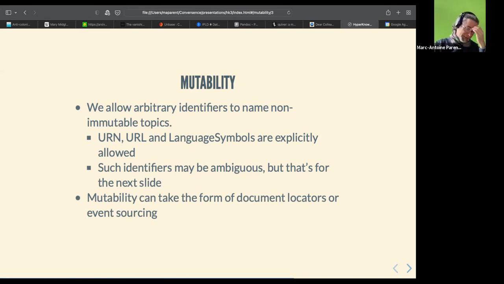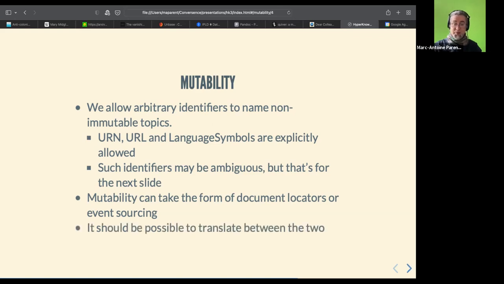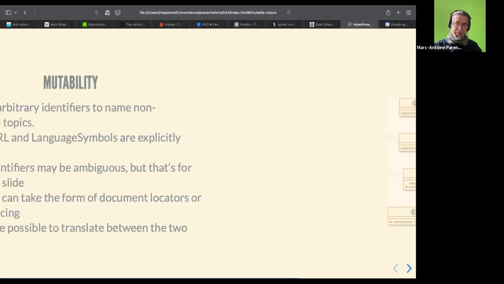That's document locators. And the other way to do it is with event sourcing. And I much prefer event sourcing, but of course, document locators are easier to implement, and that's what everybody's doing, and that's reality. So we need to be able to translate between the two.